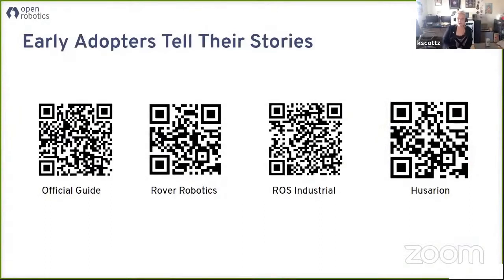I also wanted to share some stories about people who have transitioned. So on the left is our official guide for ROS1 to ROS2 transitions. Also, Husarian Robotics and Rover Robotics have gone through the transition process, and they wrote about it, and I think they have some valuable insights. Also, ROS Industrial has done the same, and I think they have some good feedback on what to do and how they approach the problem.